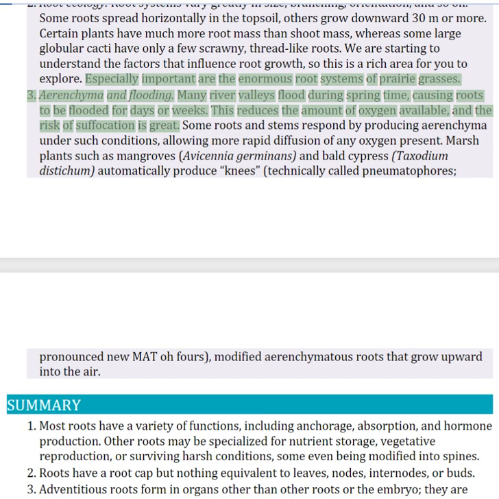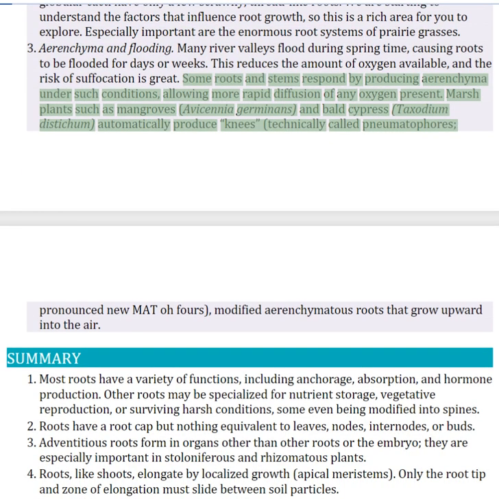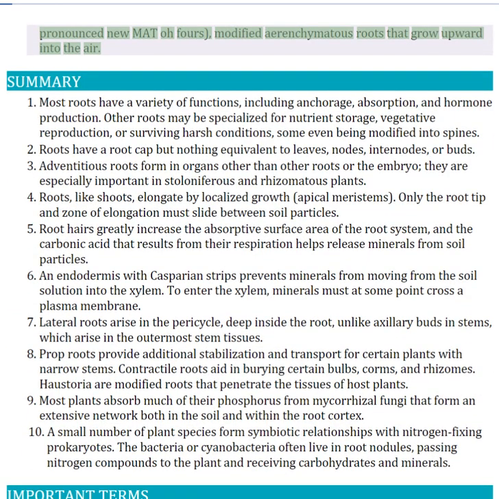3. Parenchyma and flooding. Many river valleys flood during springtime, causing roots to be flooded for days or weeks. This reduces the amount of oxygen available, and the risk of suffocation is great. Some roots and stems respond by producing parenchyma under such conditions, allowing more rapid diffusion of any oxygen present. Marsh plants such as mangroves and bald cypress automatically produce knees, technically called pneumatophores. Pronounced pneumatophores are modified parenchymatous roots that grow upward into the air.